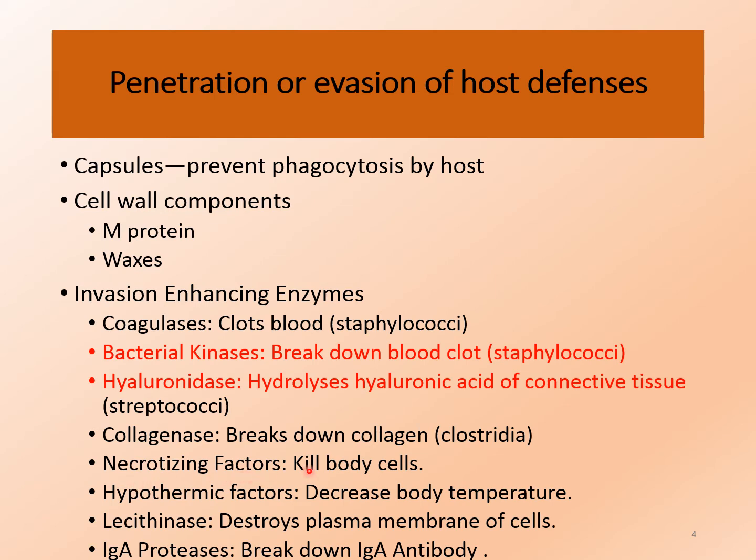Necrotizing factor kills the body cells. Hypothermic factor decreases the body temperature and prevents killing of the bacteria. Lecithinase destroys the plasma membrane of the host cell and helps penetration. IgA proteases break down the IgA antibodies.